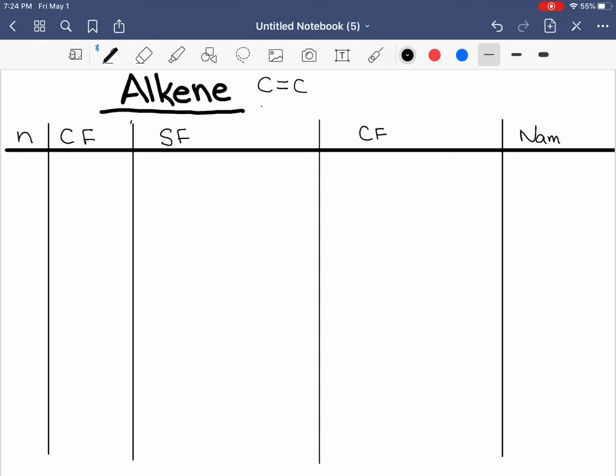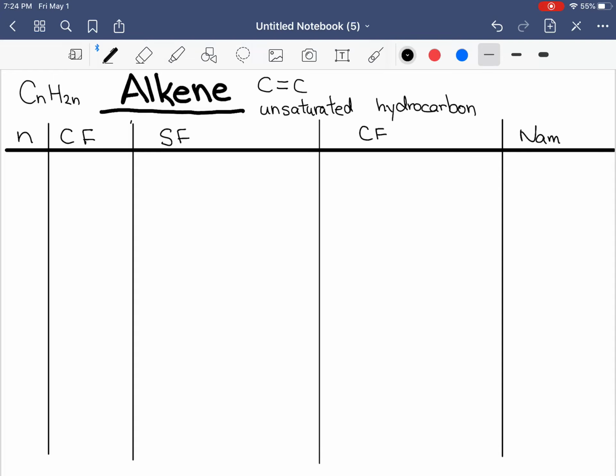Other than that, people call this unsaturated hydrocarbon. We'll talk about unsaturation or unsaturated hydrocarbon, dehydrogenation, stuff like that later on, because alkene is pretty important in terms of oil making industry. The general formula is CnH2n.